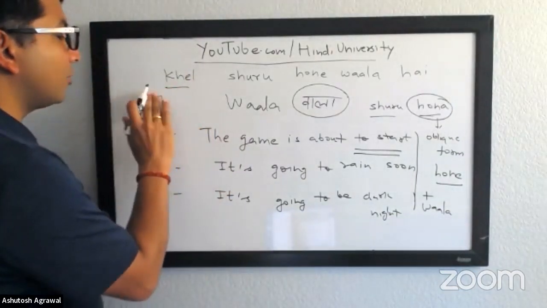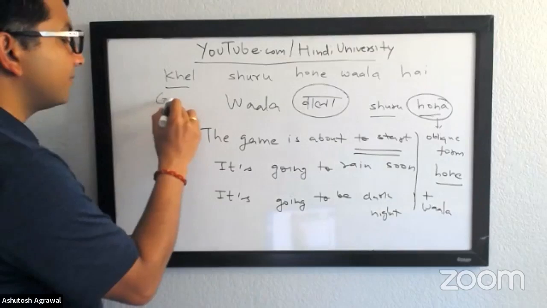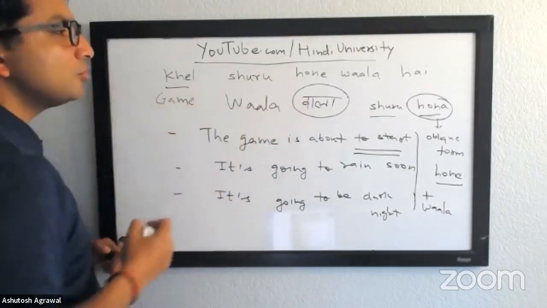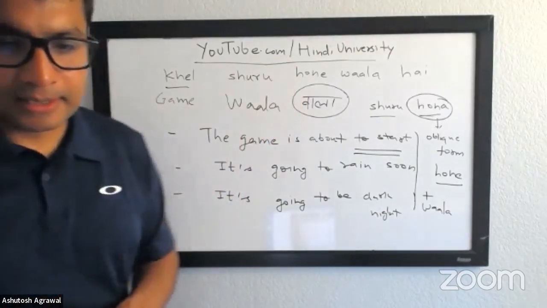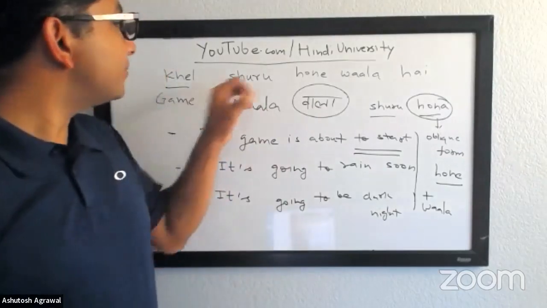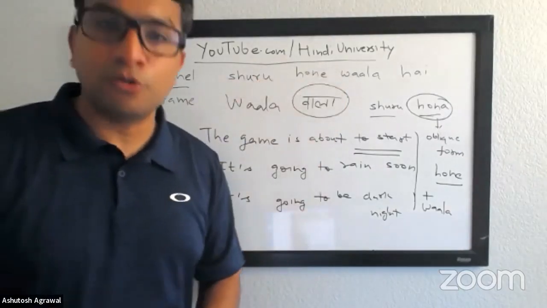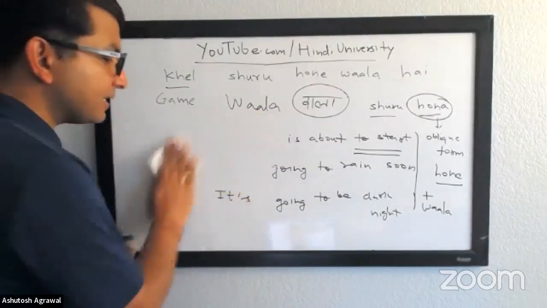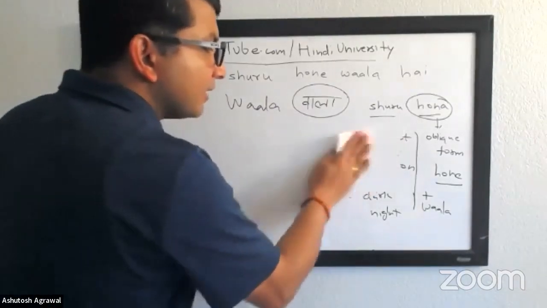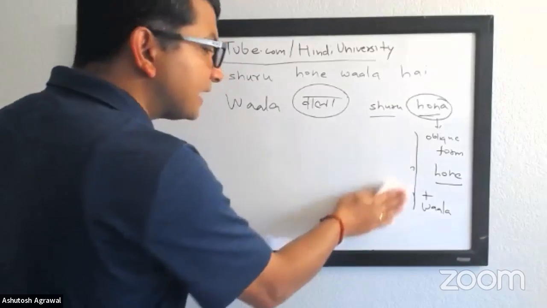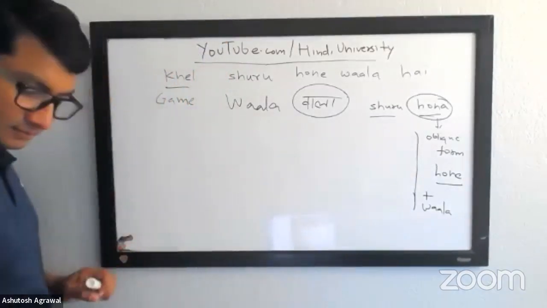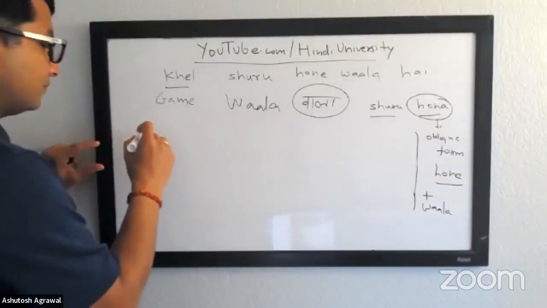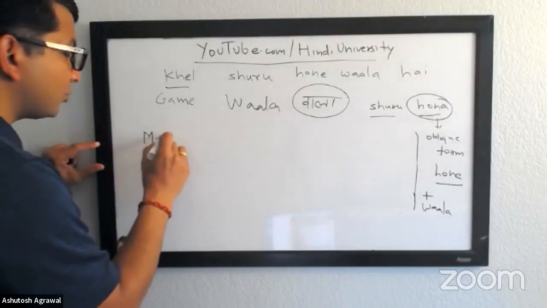So you can say खेल, or you can even say game. गेम शुरू होने वाला है. The game शुरू होने वाला है means it's about to start. And same thing, Delia ji, if instead of a game it was a movie, how would you say that? मूवी होने वाली है. Movie, one more time, movie.